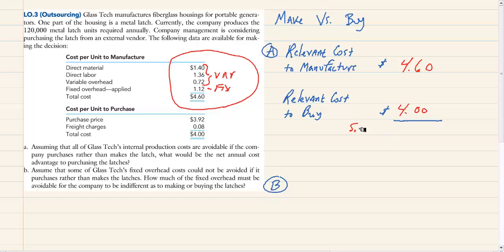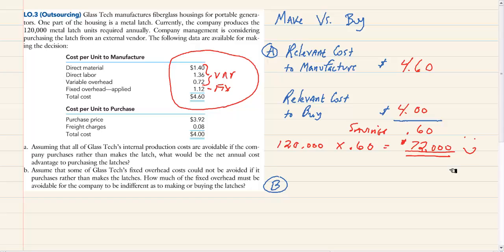So the savings would be 60 cents a component. Now, the advantage of buying would be that savings times the number we'd have to buy. We need 120,000 units. We multiply that by the 60-cent savings, and we get a savings of $72,000. Now you look at that, and then right off the bat you say, oh, that's a big savings.